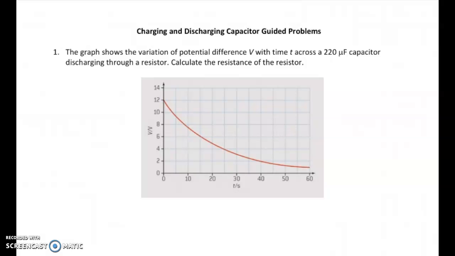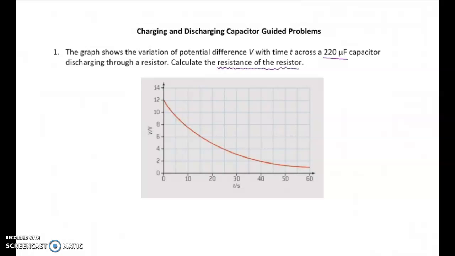In this video, we're going to go over example number 1 for charging and discharging capacitors. So example number 1 says, the graph shows the variation of potential difference V with time t across a 220 microfarad capacitor discharging through a resistor. Our job is to calculate the resistance of the resistor itself.